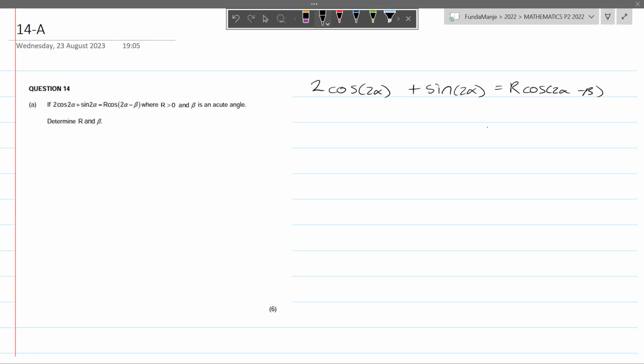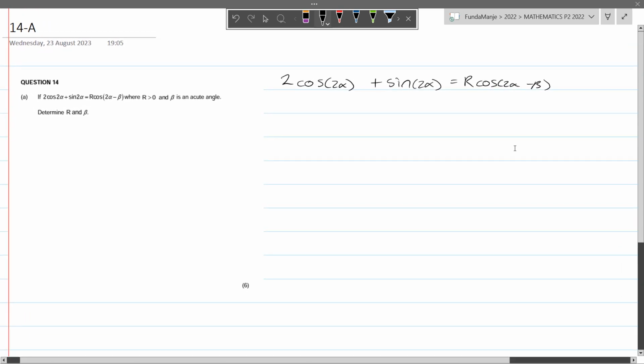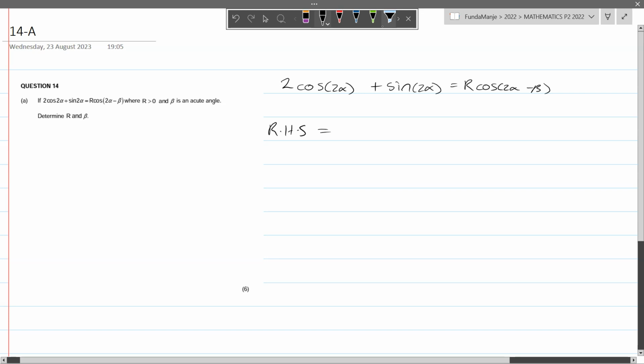So question 14a says: if 2 cos 2α plus sin 2α is equal to r cos(2α − β), where r is greater than 0 and β is an acute angle, determine r and β. So it's quite a tricky problem, and in order to solve it, it requires some kind of alternate solution. It's not the basic methods that you're used to, but it's kind of like identity type of vibes, if I might say. So here we're going to work with the right hand side.